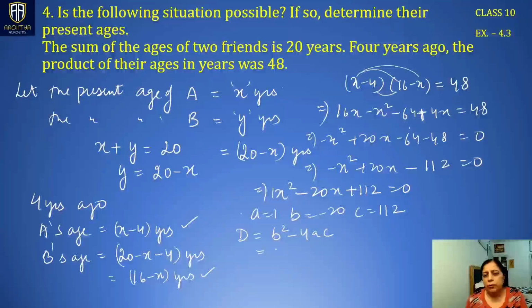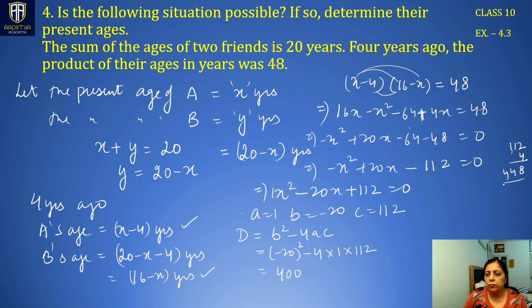So what we have to do is B is minus 20 square minus 4, A is 1, C is 112. So we have minus 20 square is 400 and 112 times 4. 4 2s are 8, 4 1s are 4, 4 1s are 4. This is minus 448. Difference comes out to be negative 48, right?